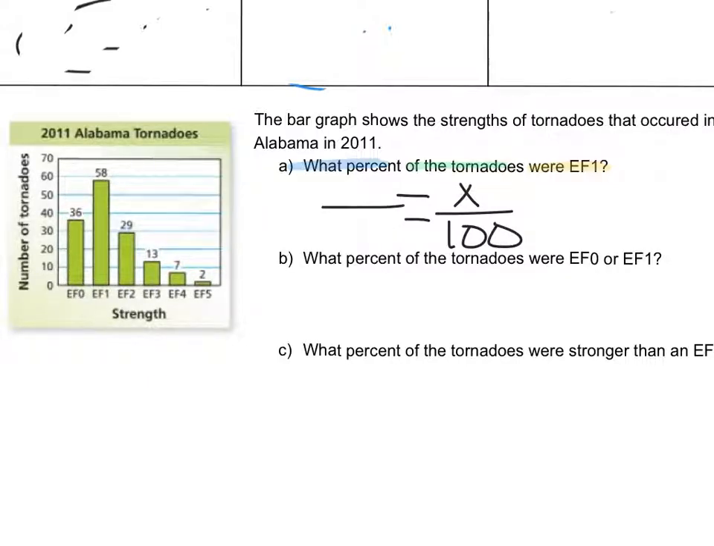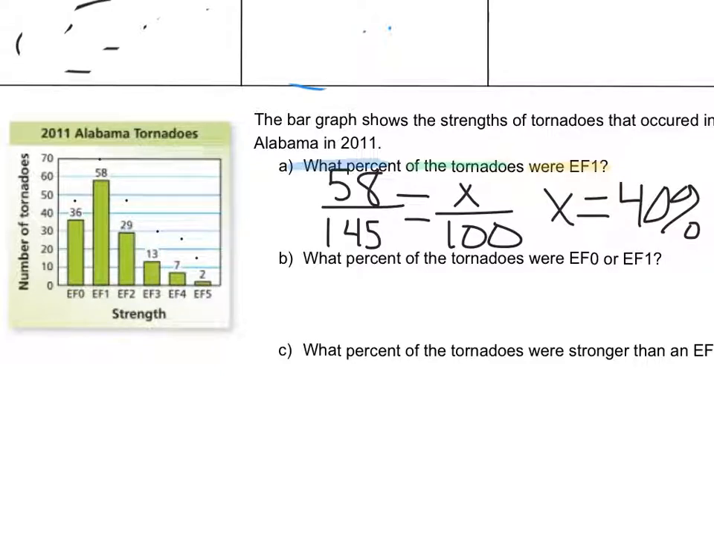So we're going to have to add all of those together. So you're going to have to do 36 plus 58 plus 29 plus 13 plus 7 plus 2 to figure out how many total tornadoes there were. If I remember correctly, I believe there were 145. Okay? And then you want to look at how many were EF1s, and that's 58 of them. Okay? So then you'd cross multiply and solve. So go ahead and do that now that we have it set up.